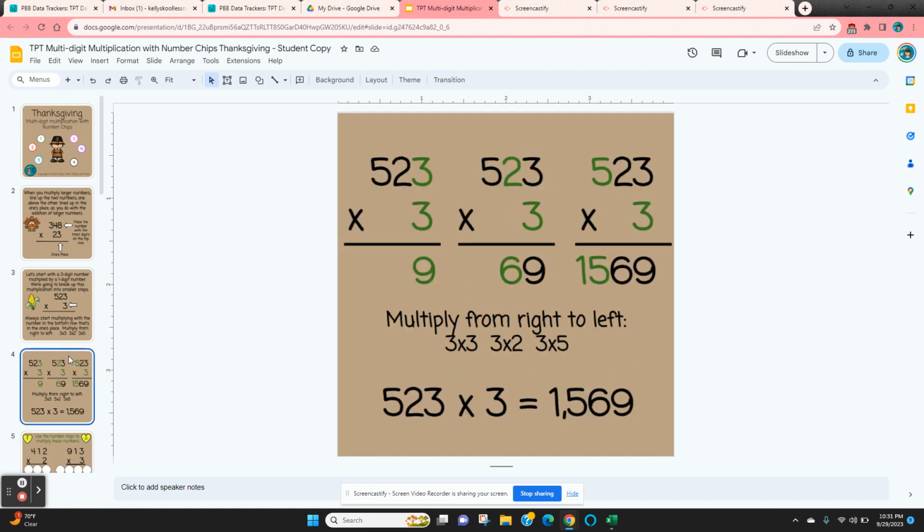And it shows this on the next slide. 3 times 3 is 9. Now here you want to explain to the students they're not just multiplying 3 times 2. This is actually 20. So 3 times 20, and that way the 6 would actually represent 60 and not 6. So 3 times 3, 3 times 2, and then 3 times 5.